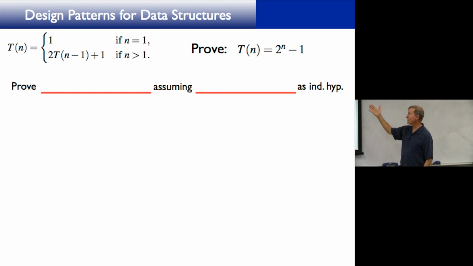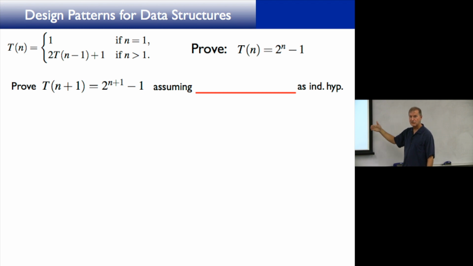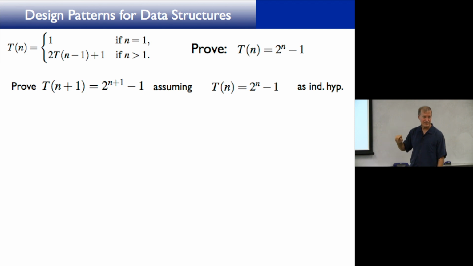Yeah, so what is the thing that we are trying to prove? T of n equals 2 to the n minus 1. So prove T of what? N plus 1 equals 2 to the what? N plus 1 minus 1. Are we good? Assuming what? T of n equals 2 to the n minus 1 as the inductive hypothesis. You have to write this out. Your proof is incomplete without stating what it is that you're doing. All right, so that's the famous sentence.